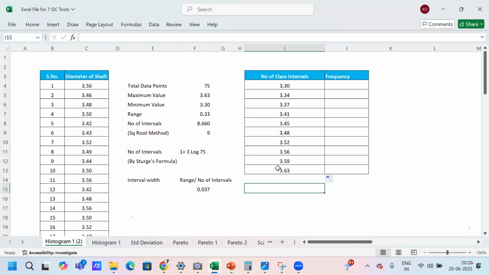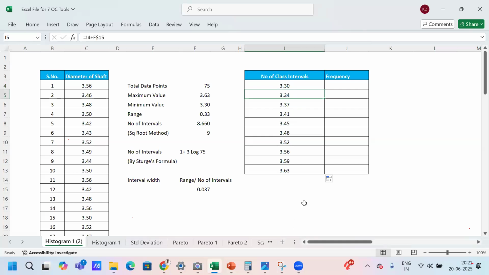Okay. So I need to check whether I have covered the maximum value here. Yes, the maximum value is 3.63. If it were 3.61, you could drag it one more row. But here it has covered the maximum value, so I can stop here. So I told Akash, for the class intervals, put the minimum value here and just add your interval width, and this will be the class intervals.